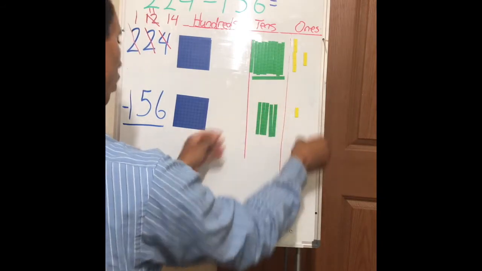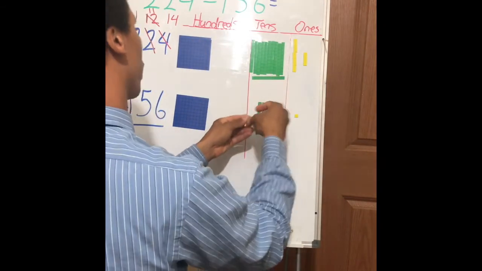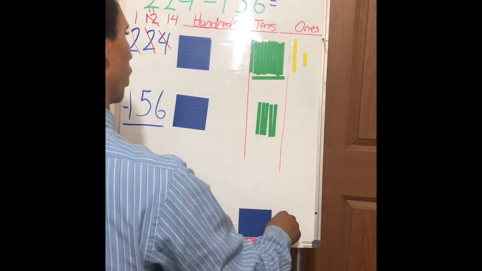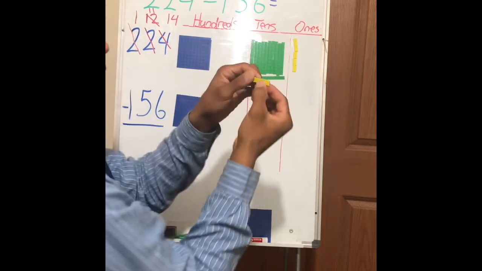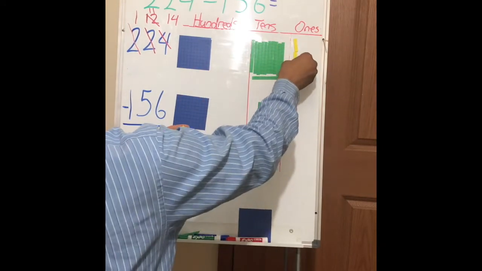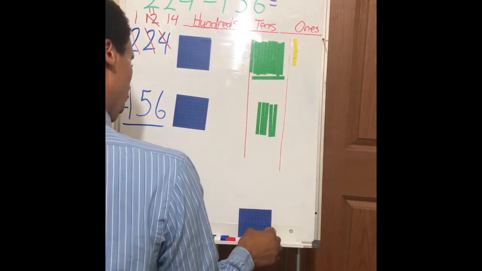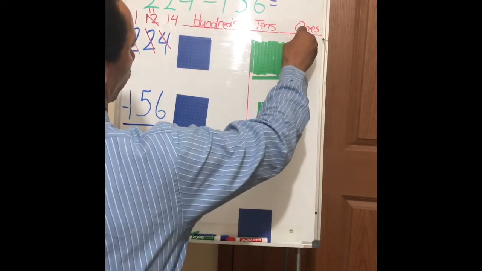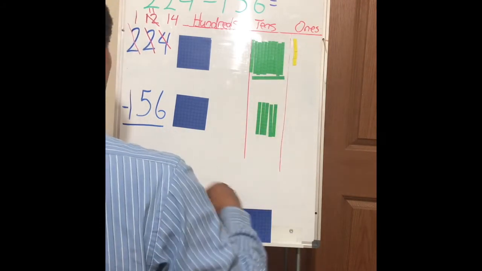So if I take 6 from my 14 up here, so let's see, taking away 4, taking away 2 more, so that's 6 taken away. 1, 2, 3, 4, 5, 6, 7, 8. I'm left with 8.